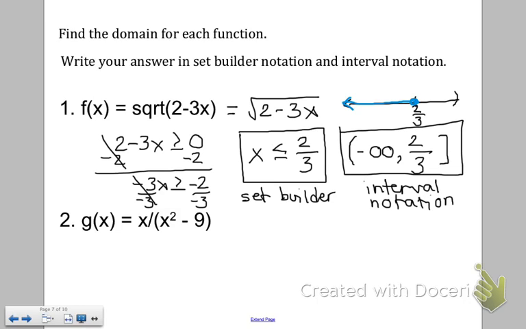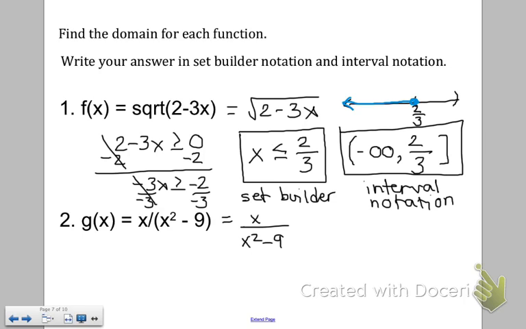Alright, let's look at the next example. Now we have g of x equals x over the quantity x squared minus 9. I'm going to rewrite this one too to make it look a little bit nicer rather than having it typed out. It's x over x squared minus 9. Notice that I have a rational function here.